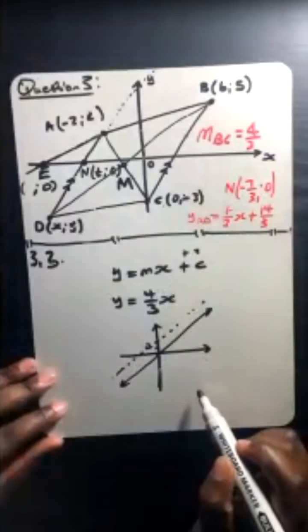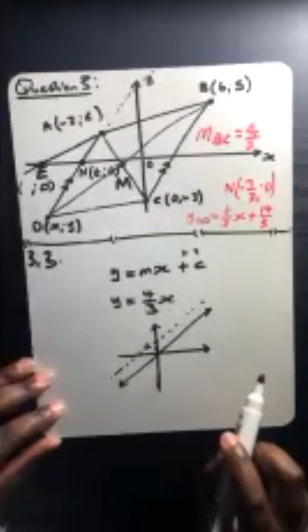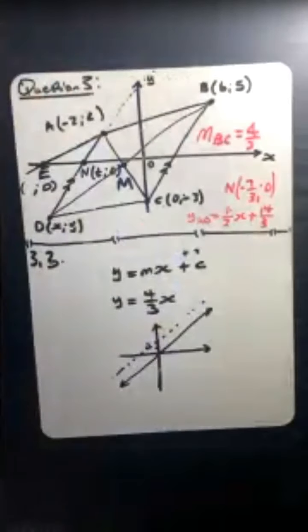Now this BC has been moved from the origin by so many units downwards. What are those units, guys, for BC?